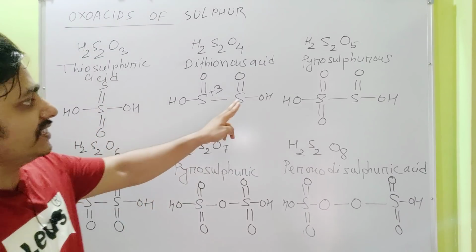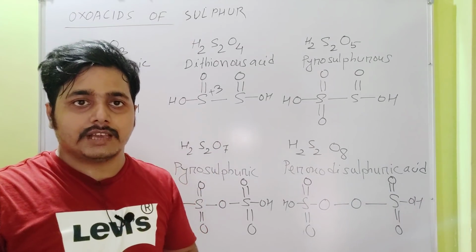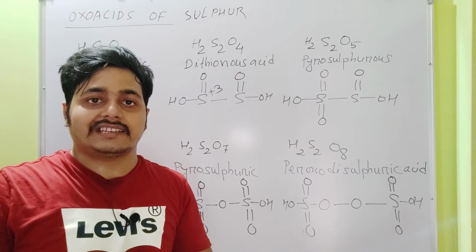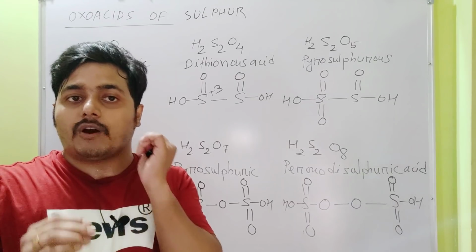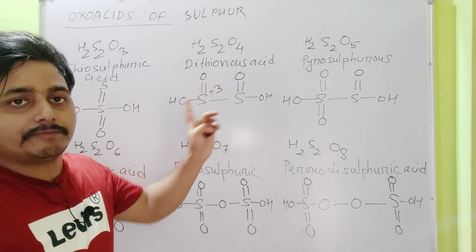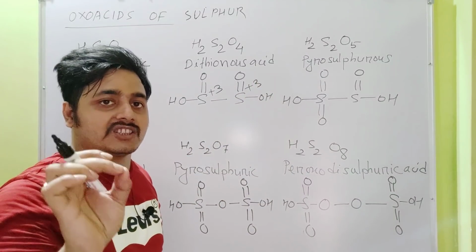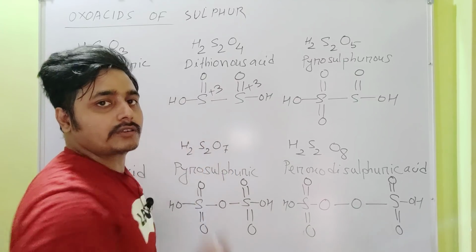Okay. Similarly, this sulfur is forming 4 bonds, out of which 3 are connected with more electronegative oxygen. 1, 2, 3. That's why it is +3. It does not get any oxidation state for this bond.